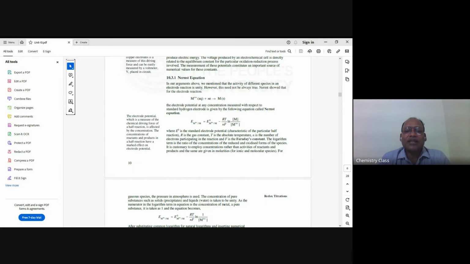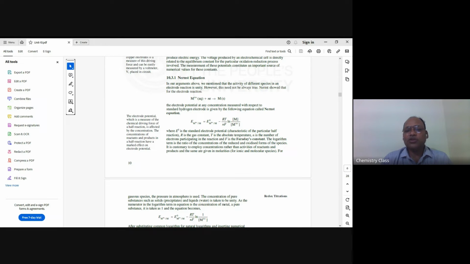So these three things are constant, and ln will convert it, as I told you yesterday. So ln and log have a relationship: 1 ln is equal to 2.303 log. So we have to convert log into ln. Hence, here ln means 2.303 log.